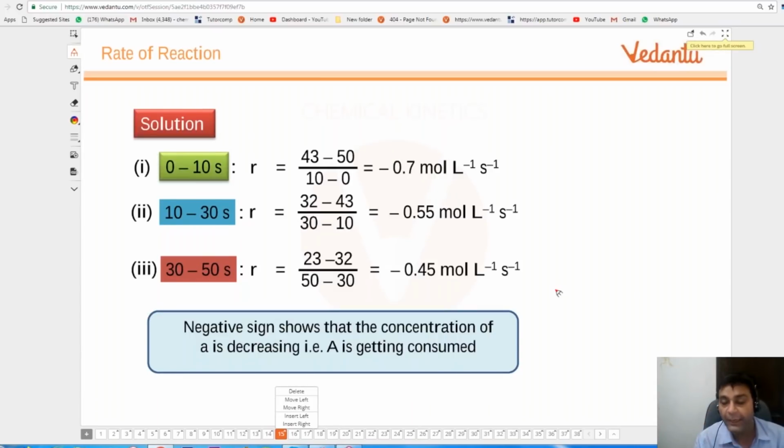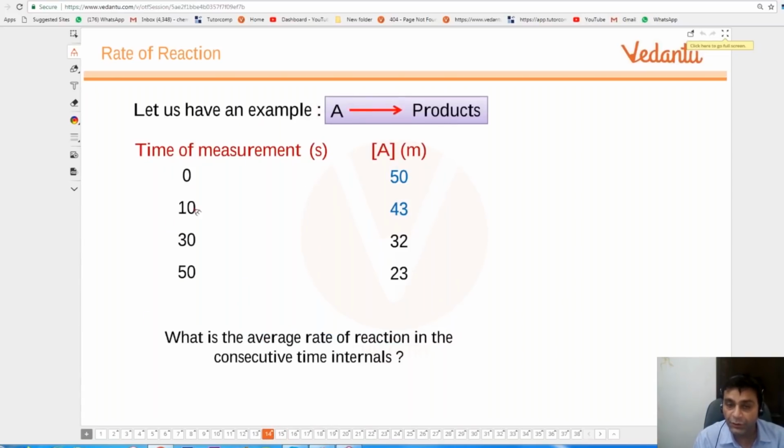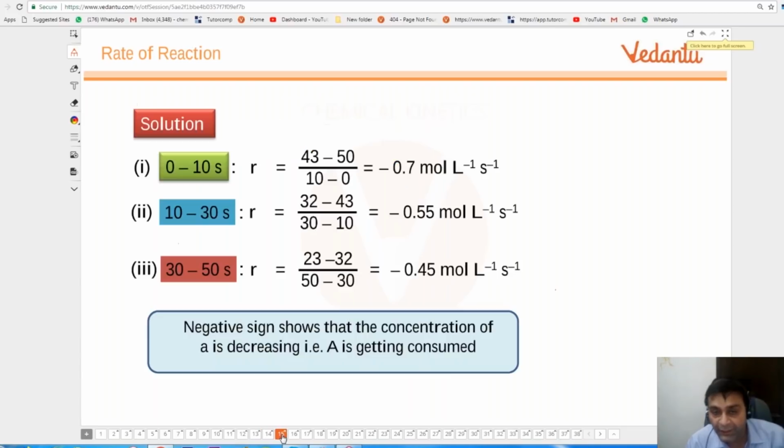See, friend, the question was not the overall, but in time interval 0 to 10 seconds. See the question here. 0 to 10 seconds, that change of concentration is 43 minus 50, minus 7 upon 10. Got it? 10 to 30 seconds, gap is 43, 43 by 20. So at different intervals of time, you are getting different rates of reaction. And the negative sign only indicates that the concentration of reactant is decreasing with time.